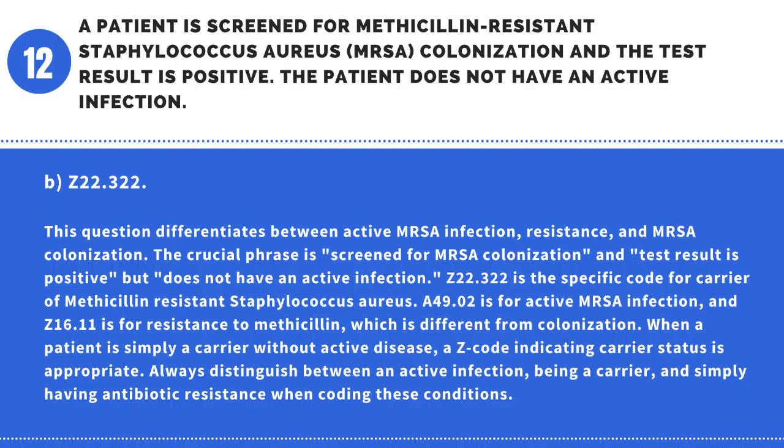Z22.322 is the specific code for carrier of methicillin-resistant Staphylococcus aureus. A49.02 is for active MRSA infection, and Z16.11 is for resistance to methicillin, which is different from colonization. When a patient is simply a carrier without active disease, a Z-code indicating carrier status is appropriate. Always distinguish between an active infection, being a carrier, and simply having antibiotic resistance when coding these conditions.